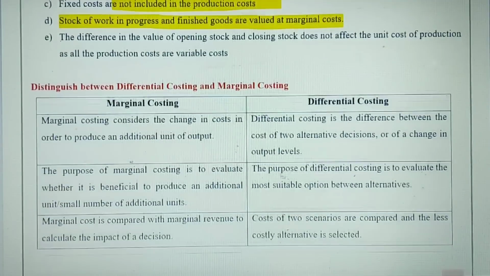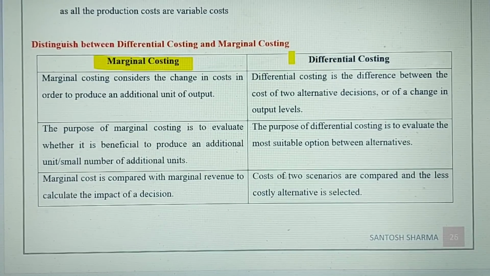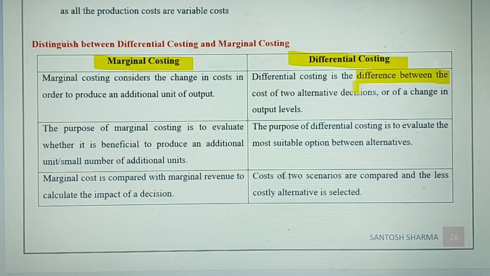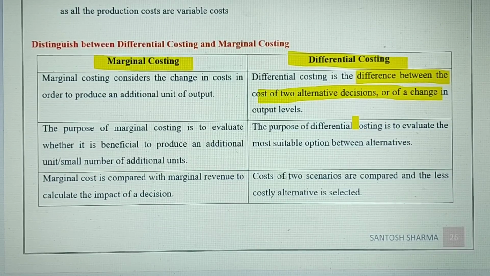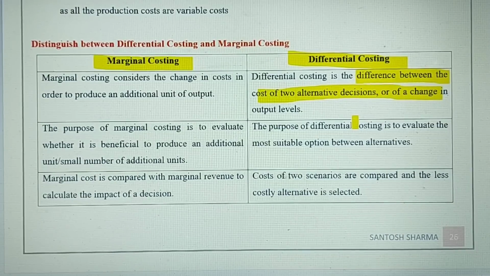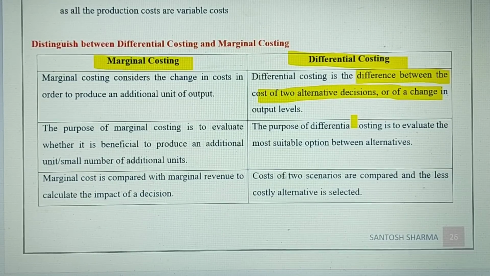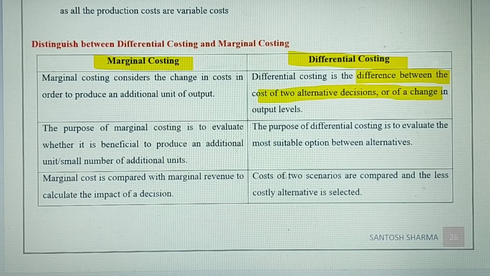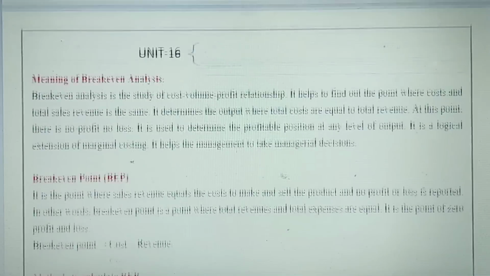One more difference for you. You should also revise the difference between marginal costing and differential costing. Let me tell you, differential costing is the difference between the cost of two alternative decisions. Like when we change our decisions to produce something new, what is the profit or loss that we can incur? That difference between changing the method of production or substituting other goods is what is called differential costing.